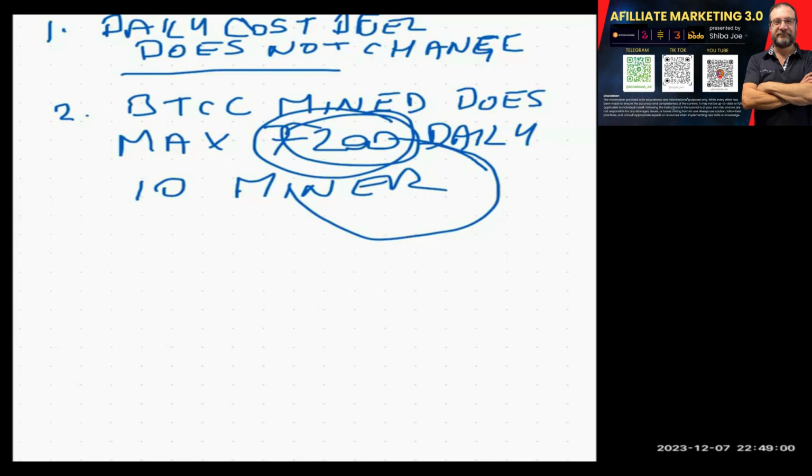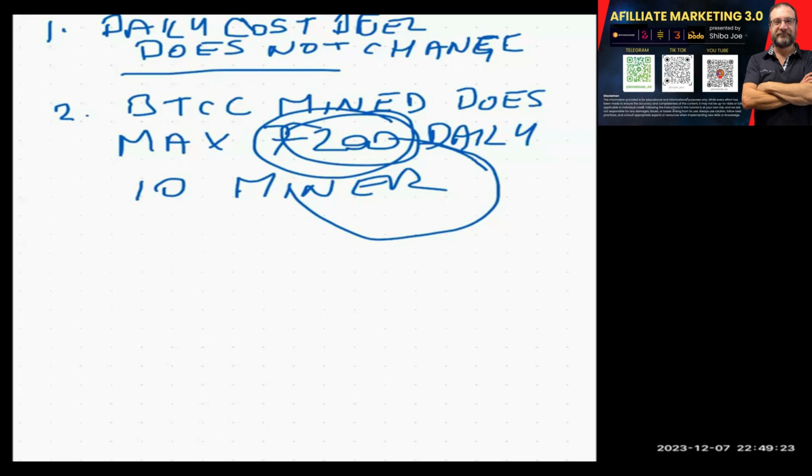So every time there is a new miner on the market, you are getting less BTCC a day, per second, per minute, per hour, per day. And that's why it looks like you're using more Bfuel. You're not using more Bfuel.